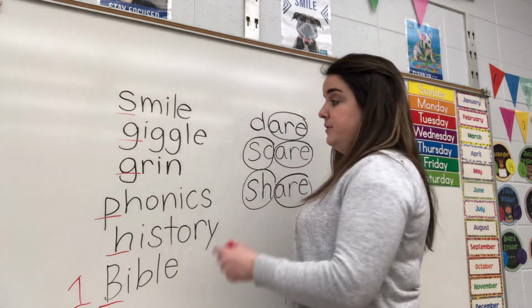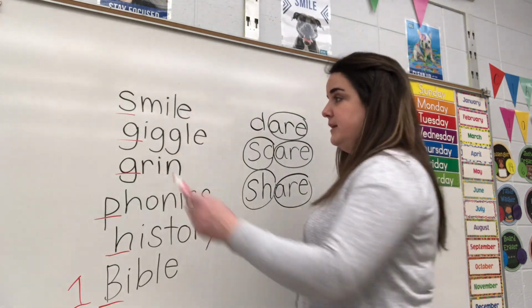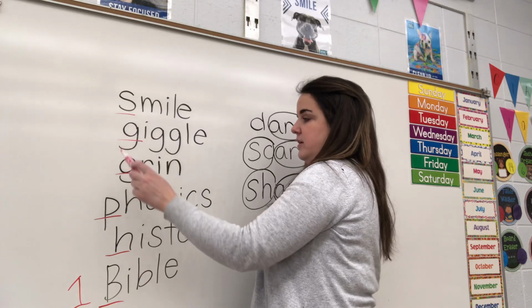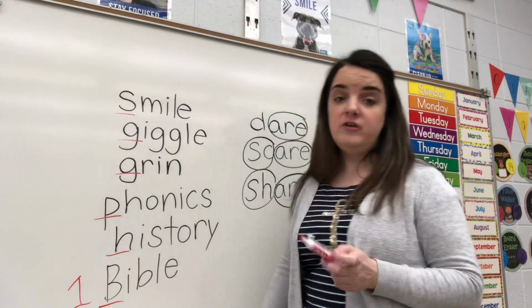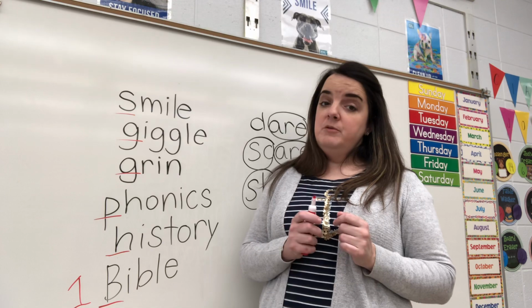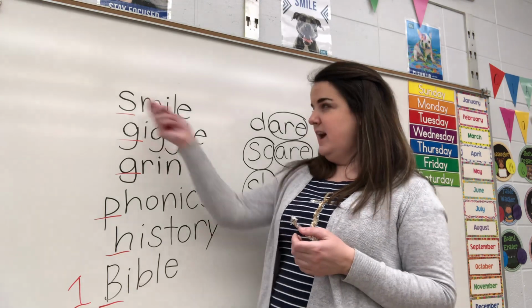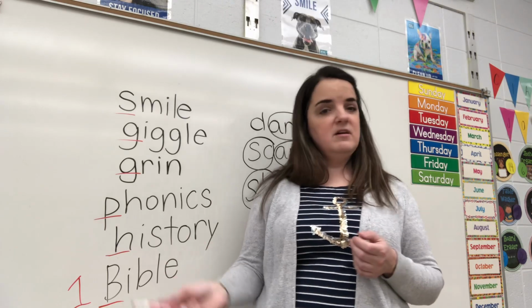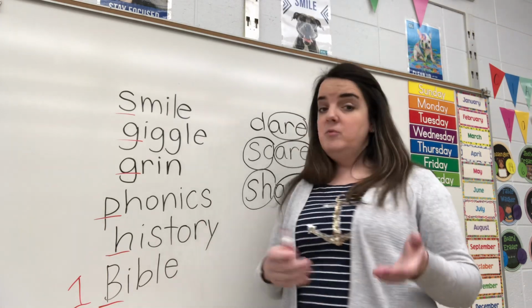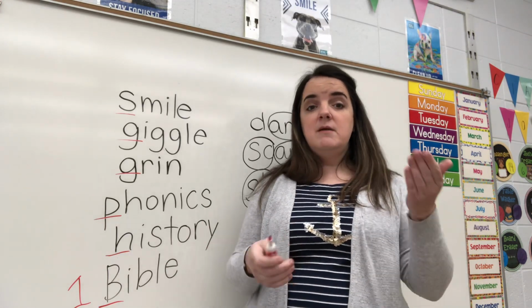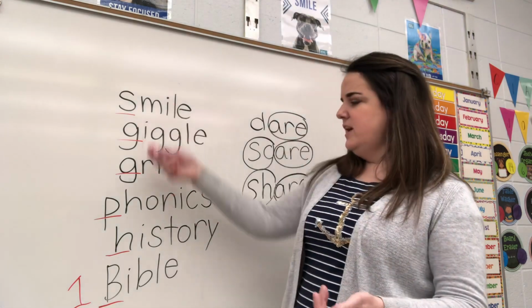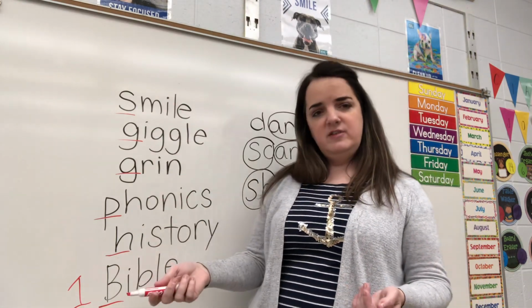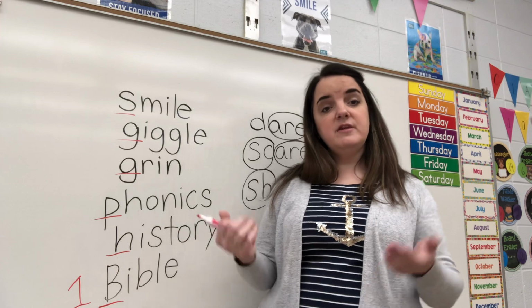Now, I'm going to go look at the rest of my letters. We have S, G, G, P, and H. Which one would come next? The S? Does S come after B? It does, but it doesn't come right after B. So what letter comes after B? A, B, C. Do you see any words that begin with the letter C? No. Okay, so let's move on.